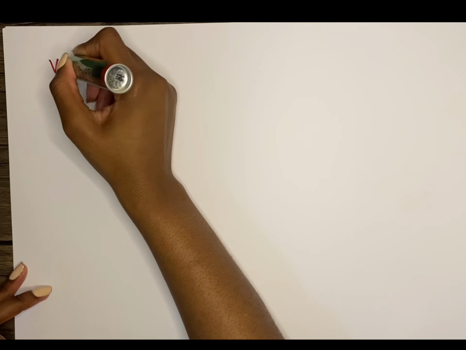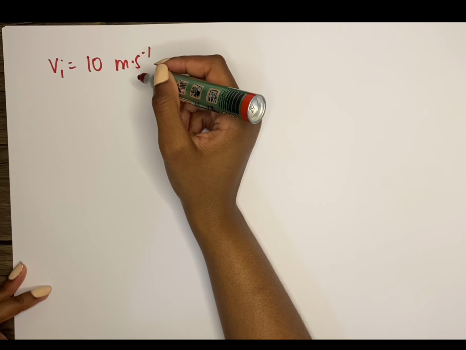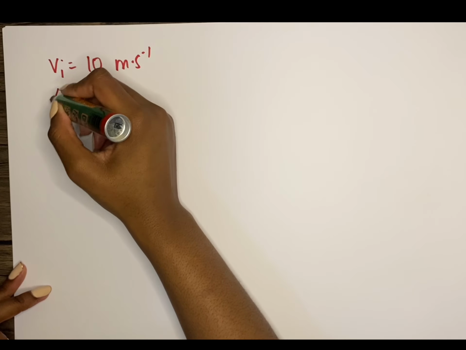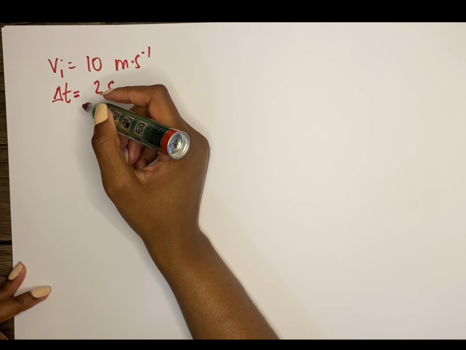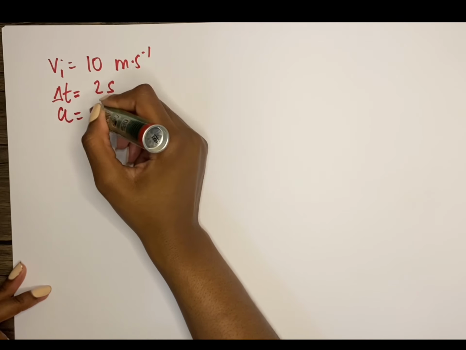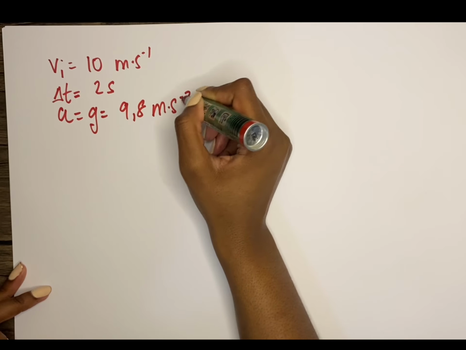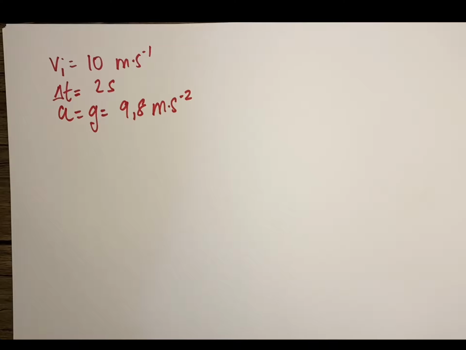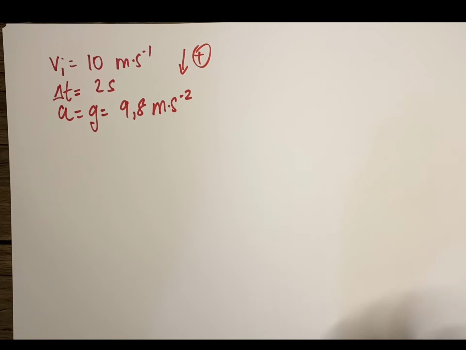So you can use any of the equations of motion, but what do you have? You have the initial velocity. The initial velocity is 10 meters per second. You also have the time it took for the ball to reach the ground, which is 2 seconds. You also always have the gravitational acceleration, right? So the ball going down was positive, if you remember.